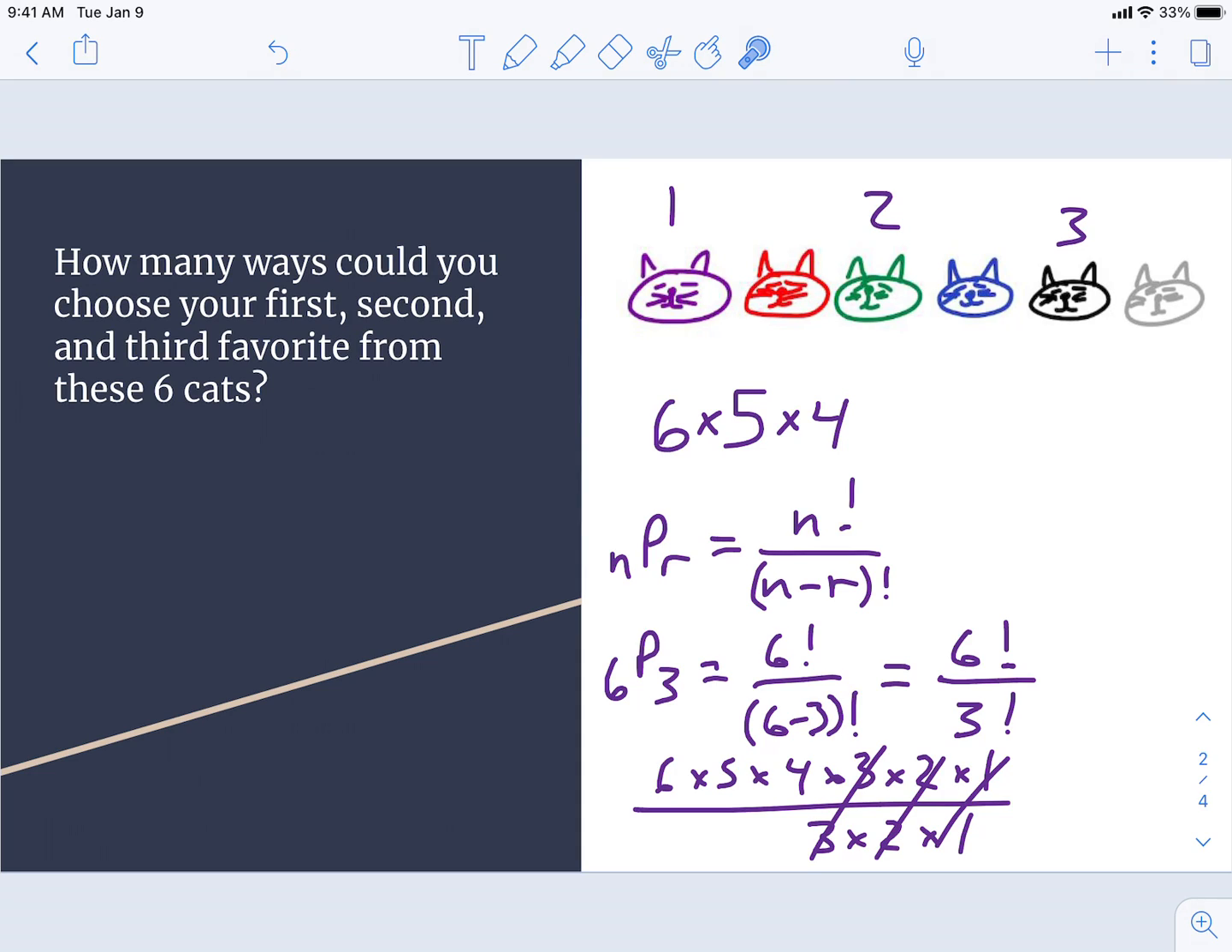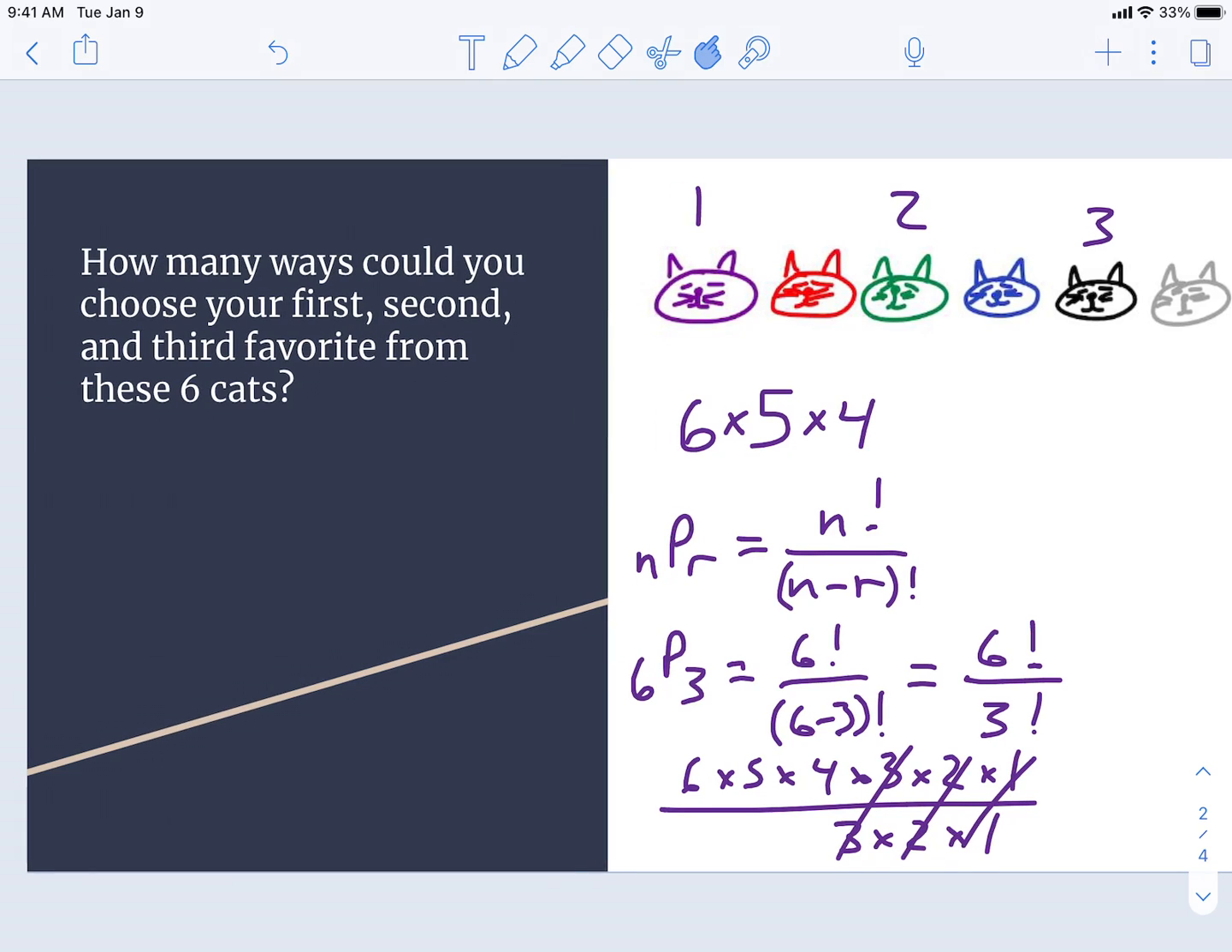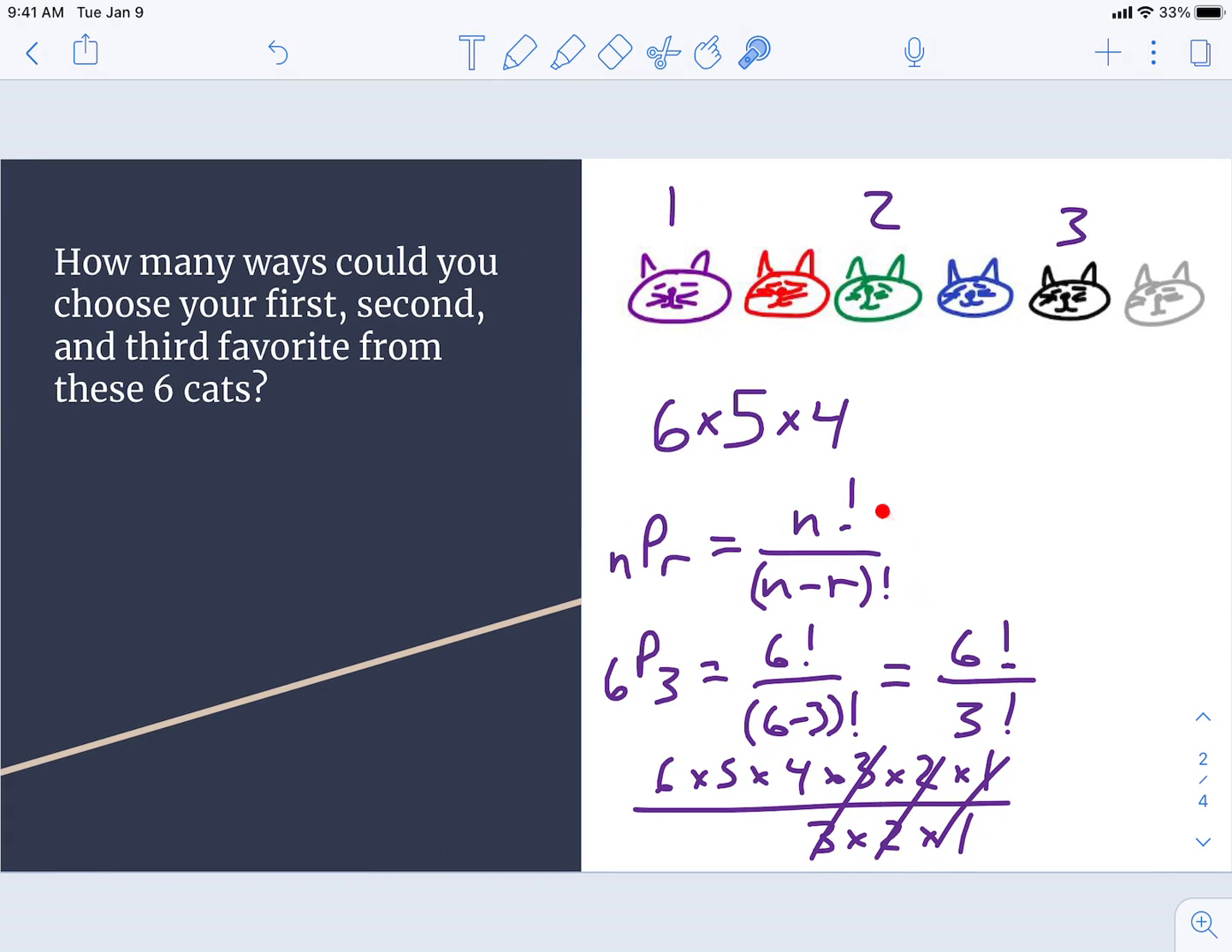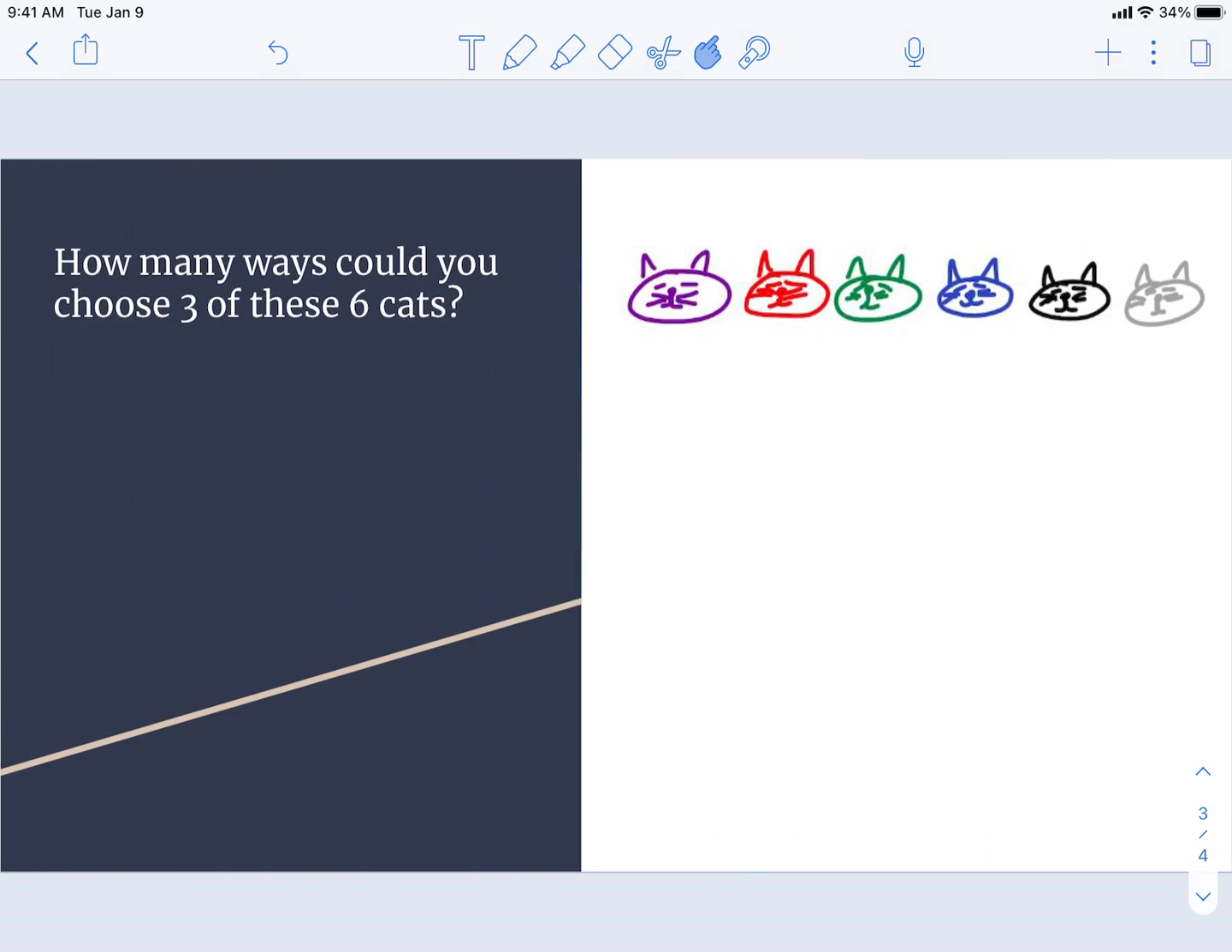Okay, so that kind of explains all the factorial stuff with nPr, right? Why you have to have this bottom part to cancel out the extra stuff. We didn't choose a 4th place, a 5th place, or a 6th place. We only chose those first 3 places. So that's why we only needed 3 numbers here, and we needed to cancel out the rest of them from the expanded factorial. Okay, so now let's change this problem. How many ways could we just choose 6 cats, right?